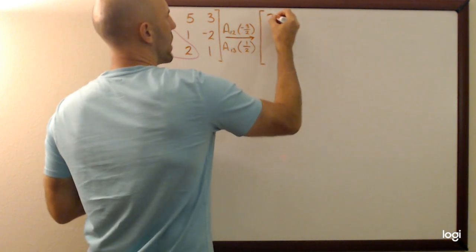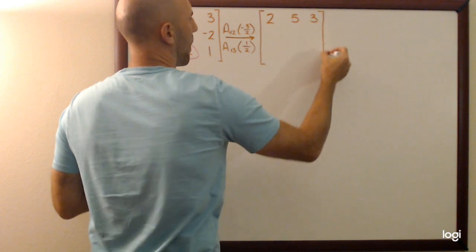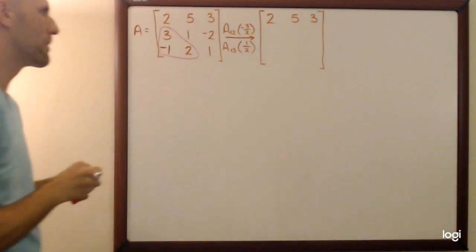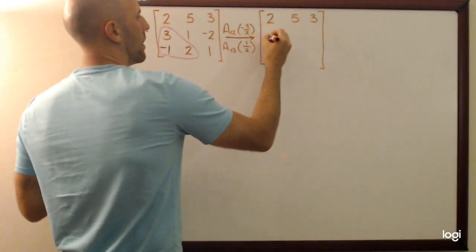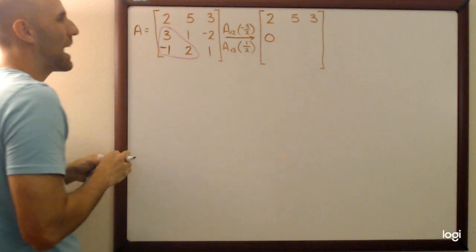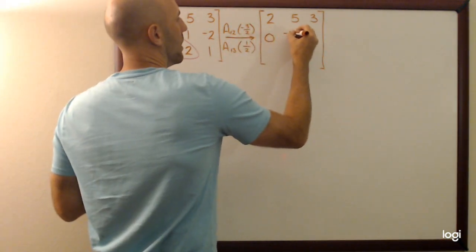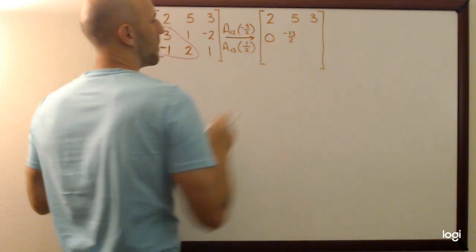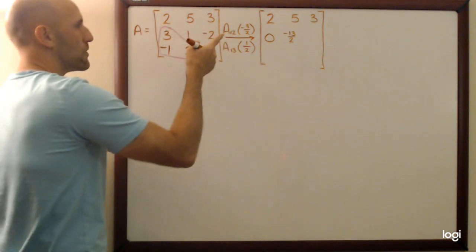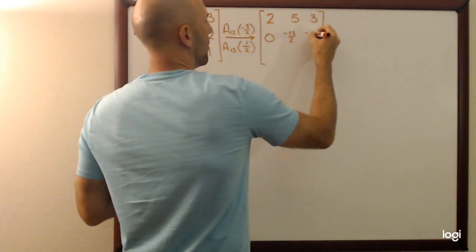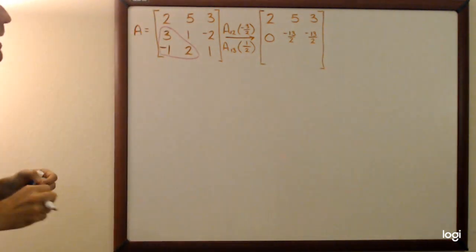Row 1 doesn't change, so 2, 5, 3. Okay, row 2. So we've got A12, -3/2. 2 times -3/2 plus 3 gives me 0. 5 times -3/2 is -15/2, plus 1 is -13/2. 3 times -3/2 is -9/2, minus 2 is -13/2. Well, that's nice.